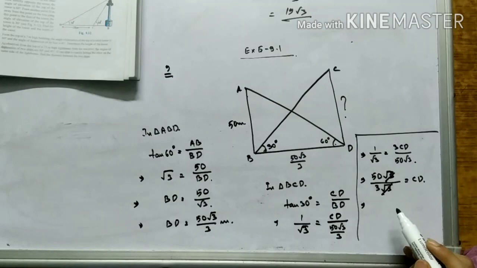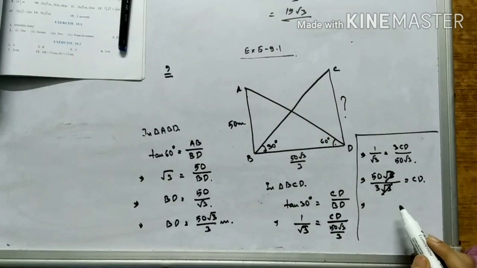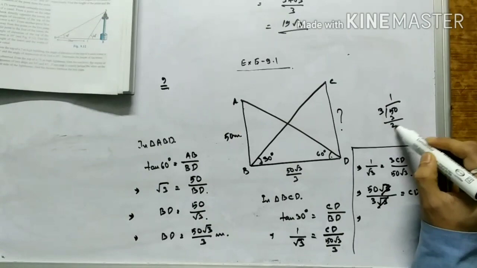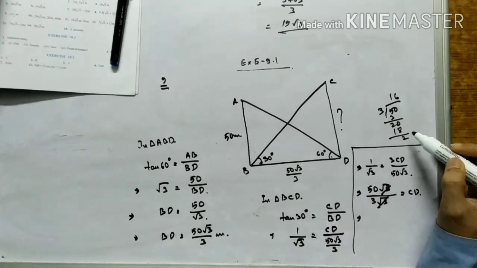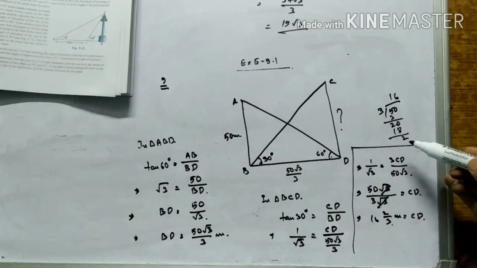16.66, let me see what is the 16.6, 16 whole 2 by 3. If you divide 50 by 3, 3 ones are 3, 2 0, 3 sixes are 18, 2 remains. So ultimately you will get 16 whole 2 by 3 meter is equal to CD. Understand? 50 divided by 3 gives 16 whole 2 by 3 meter.